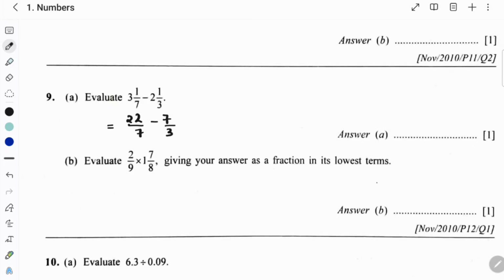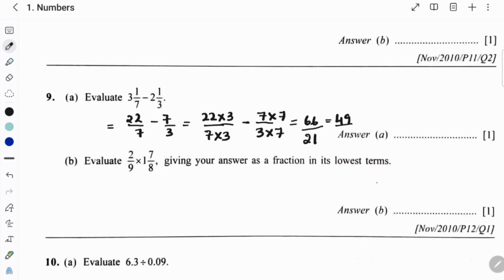7 times 3 is 21. So what do you do? You just multiply the first fraction by 3 and the second fraction by 7. All right, 7 into 7. Okay, now this is becoming 66 upon 3 sevens are 21, and 7 sevens are 49.